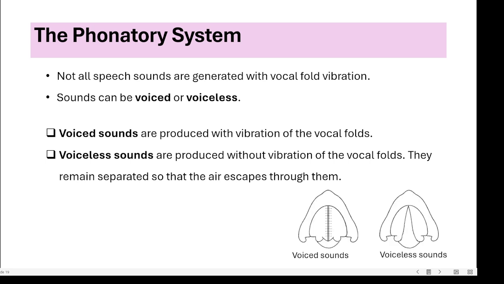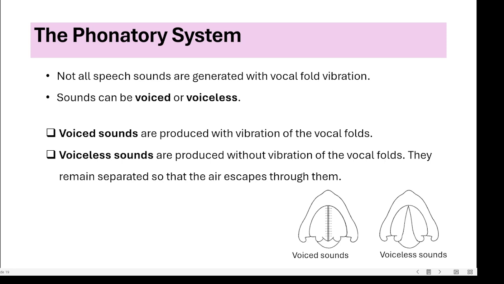This is a graphic taken from your study material, your booklet. So on the right side, you see that in the production of voiceless sounds, the vocal cords remain separated, while in the production of voiced sounds, they vibrate. Voiceless sounds can also be called unvoiced.